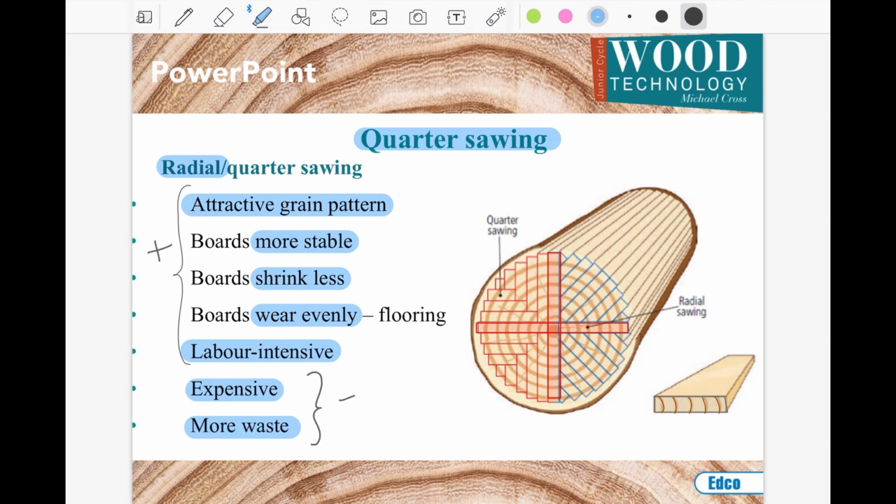Okay, so they're showing you there on the diagram that this side really is quarter sawing and this is radial sawing. If you use the word quarter sawing in your exam, you're fine.